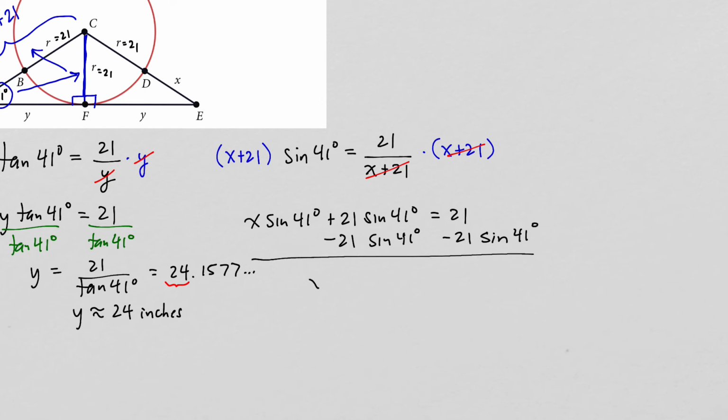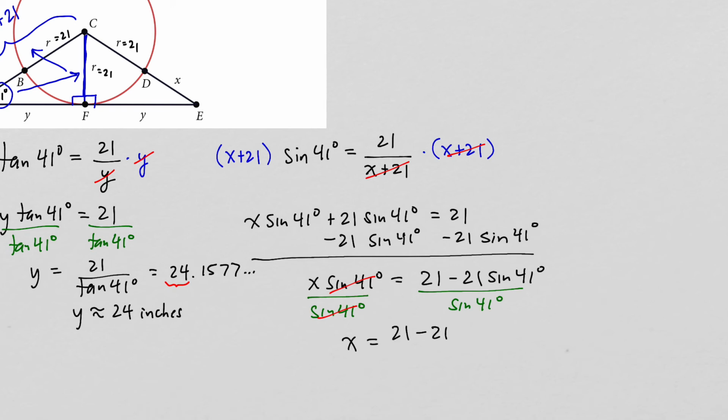And when we do that, we get x sine of 41 degrees is equal to, now be careful right here, 21 minus 21 sine of 41 is exactly that. 21 minus 21 sine of 41. Some people will make the mistake of trying to subtract these two numbers. Don't do that because you do have a sine of 41 degrees attached here. And finally, we can solve for x by simply dividing both sides by sine of 41 degrees. And when we do that, these cancel out, and we get x is equal to this.